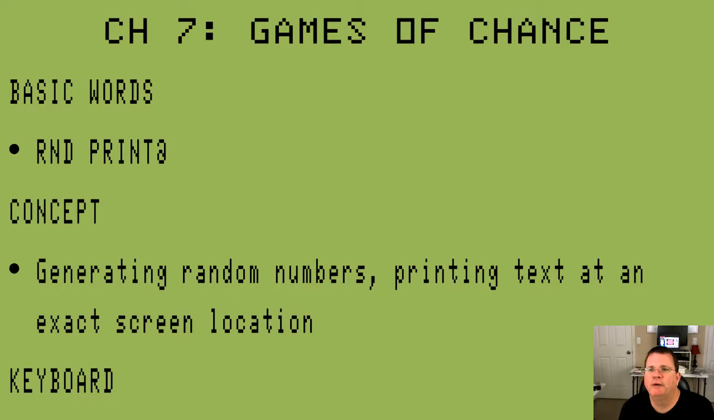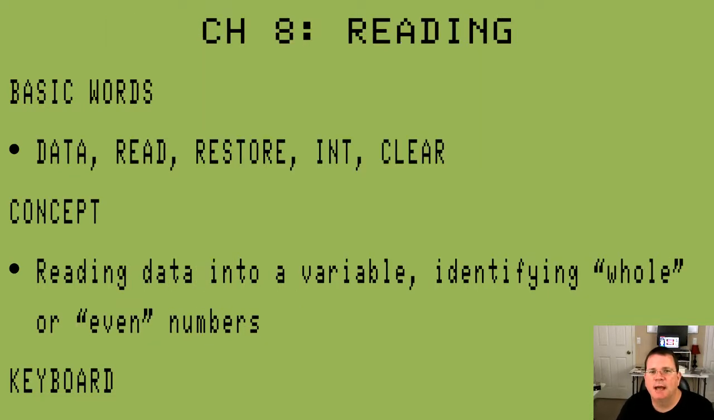And then also print at is like locating text on a particular part of the screen. So being able to precisely center something on the screen or print something in a specific location of a screen, also very important concepts. Which brings us to the chapter that we are going to cover today, chapter 8, which is called Reading. And you're going to learn a bunch of new words.